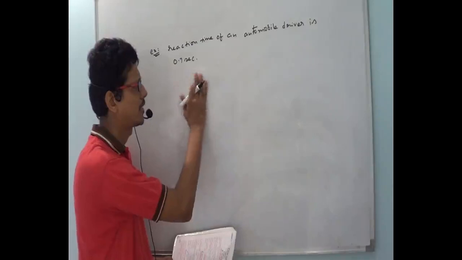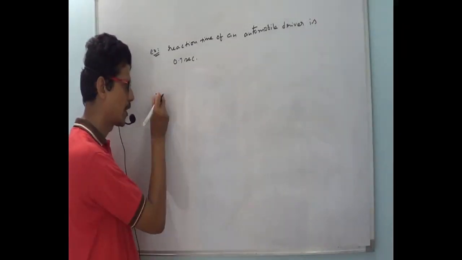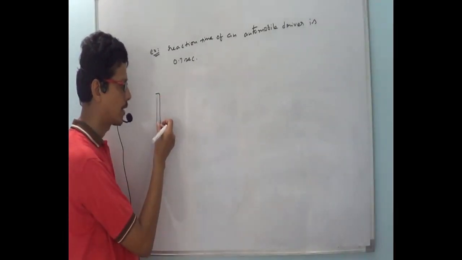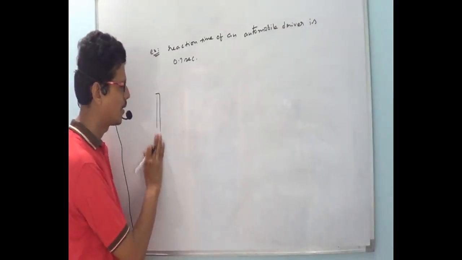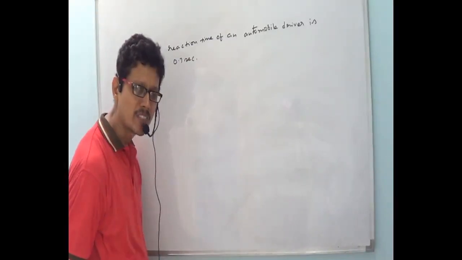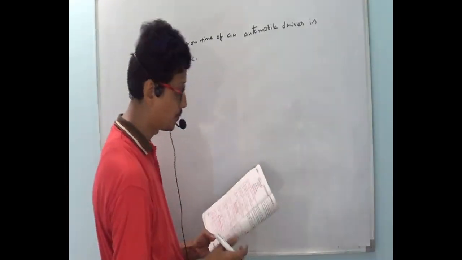So you understood what reaction time is. What I said: you hold the scale, and when you leave it, the second person should catch the scale. You see how much it has gone down by the scale reading, and you write that as half g t square. Then you can calculate t, which is the reaction time.